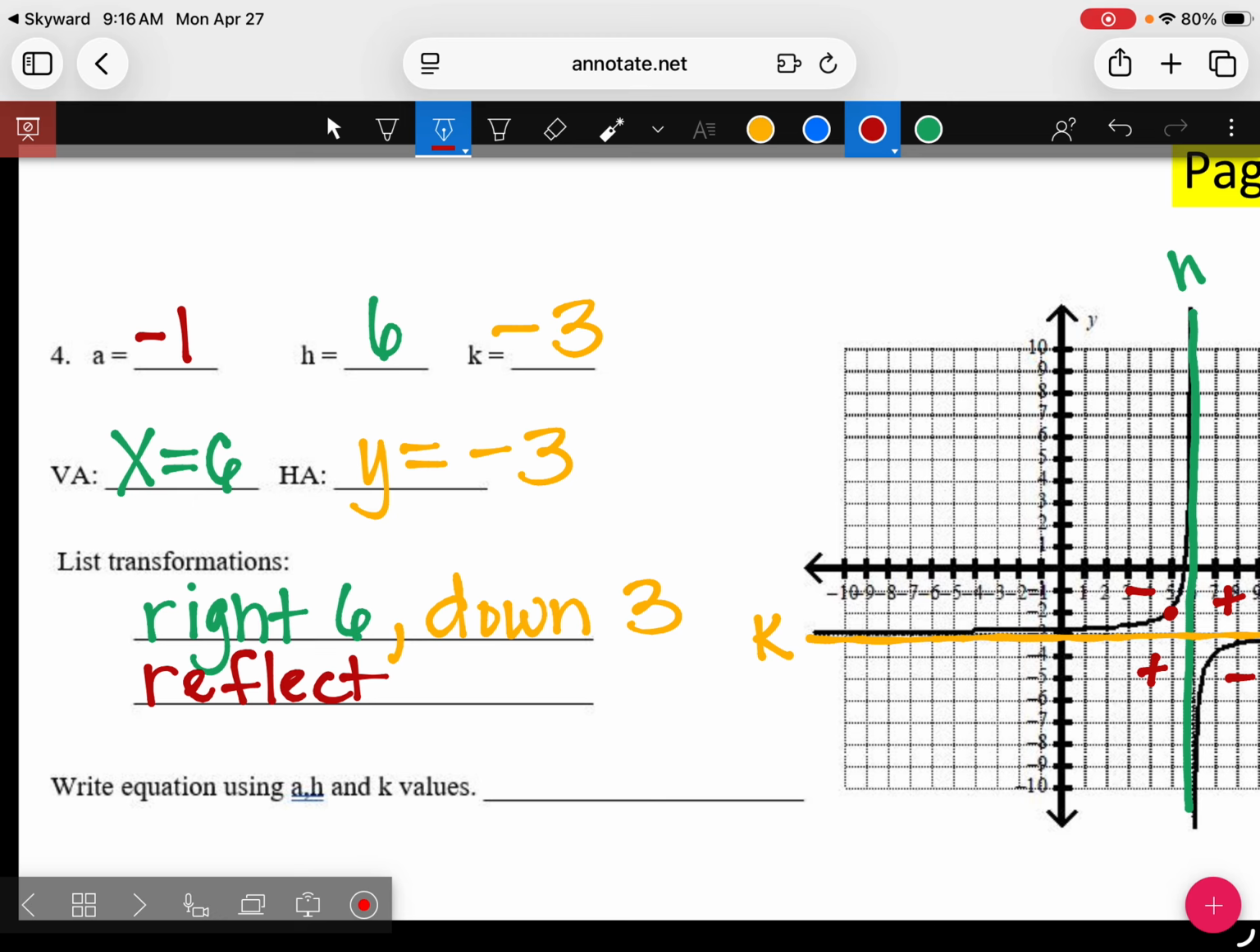Now bring it all together and write your equation. Y equals, make your fraction bar. -1 goes on top. Is it x plus 6 or x minus 6 at the bottom? Plus, minus. You always flip H. This is the equation.